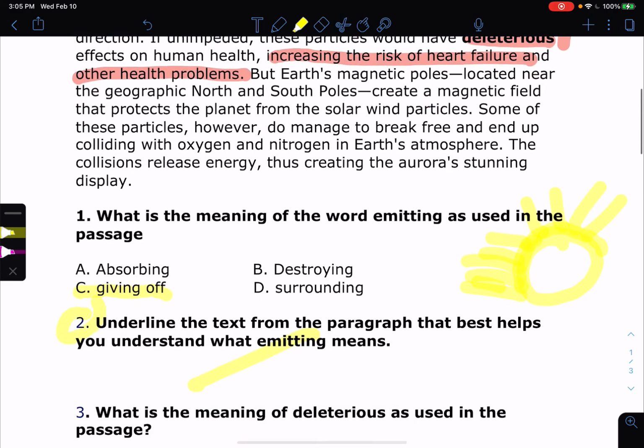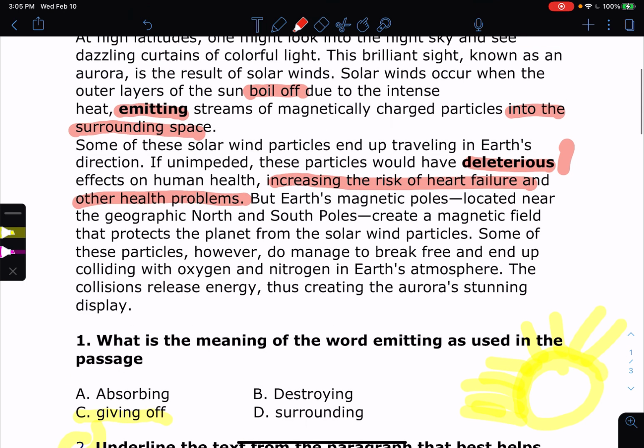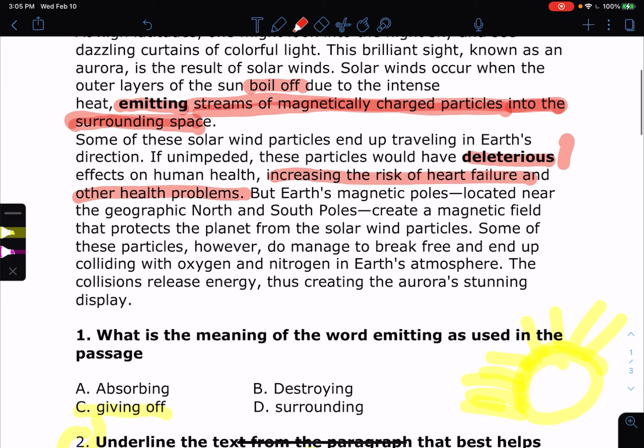This number 2, the context clue will be this one. Okay. Charged particles into the surrounding space. So these particles are being pushed into surrounding space.